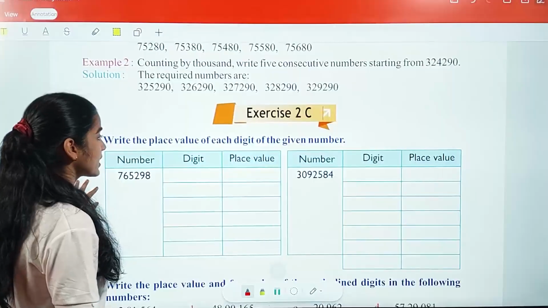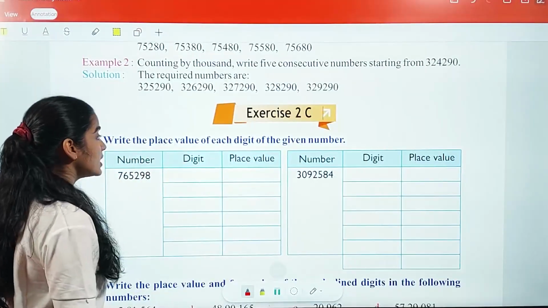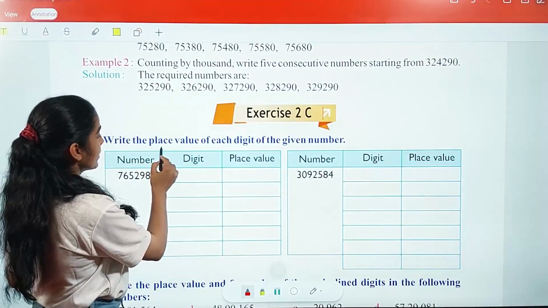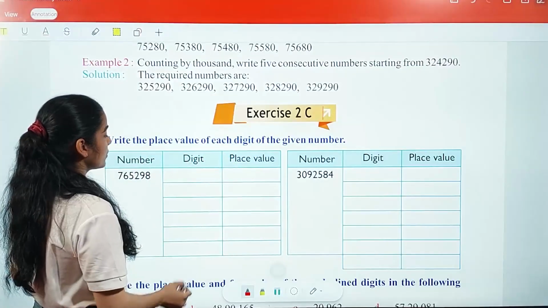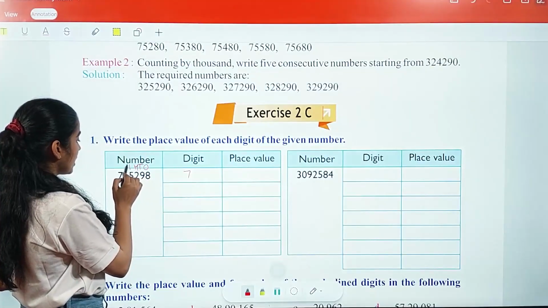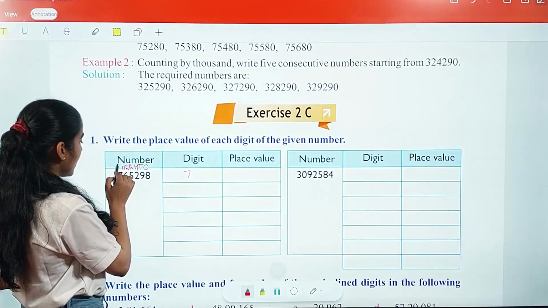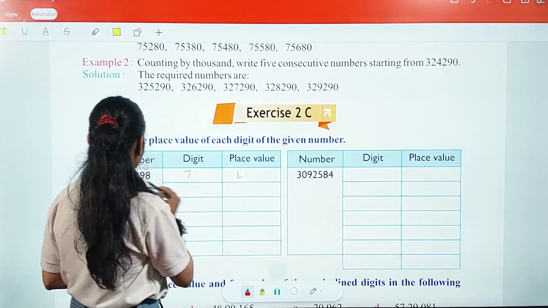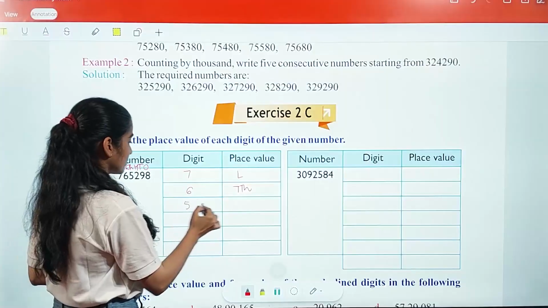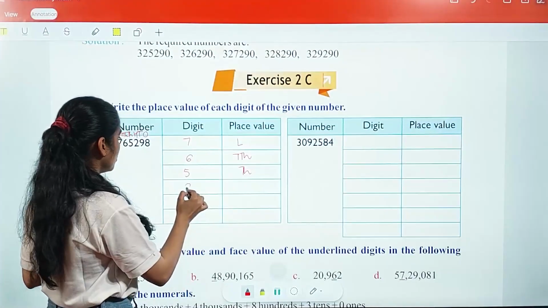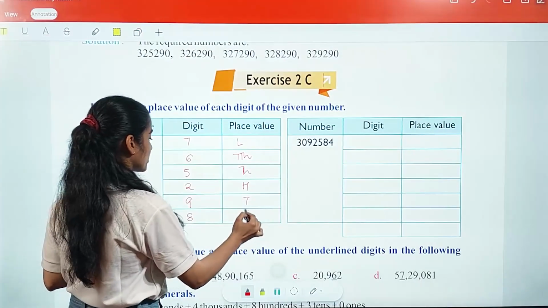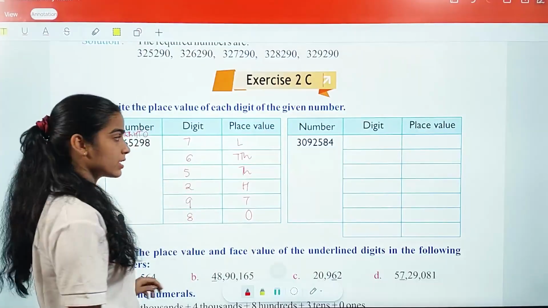Next exercise is Exercise 2C. Write the place value of each digit of the given number. So first 7, then ones, tens, 100, 1,000, 10,000 and lakh. So the place value is lakh. Then 6, 10,000. Then 5,000. Then 200, 9 tens and 8 ones. So in the same manner you have to complete the next table you have.